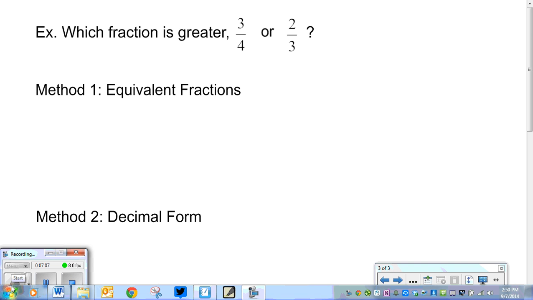Okay, so now we have two fractions we need to compare, and we need to decide which one is larger or which one is greater, meaning the greater value. So meaning if it was on a number line, it would be furthest to the right. There's two ways to do this.